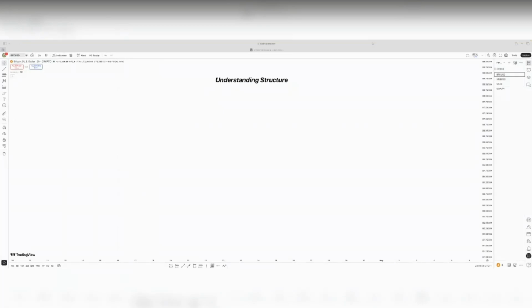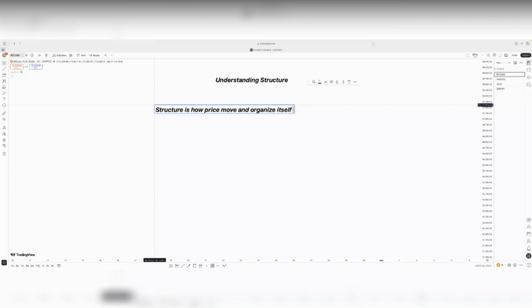Structure is simply how price moves and organizes itself over time. Structure is how price moves and organizes itself over time. Structure and the movement of price.